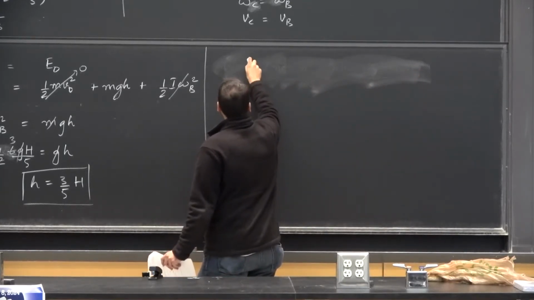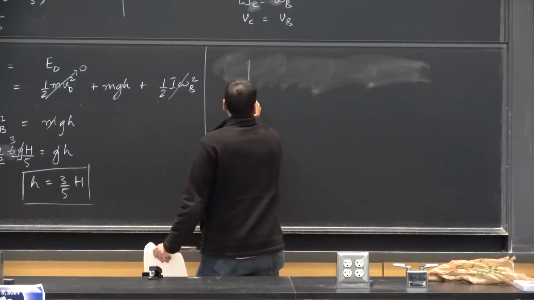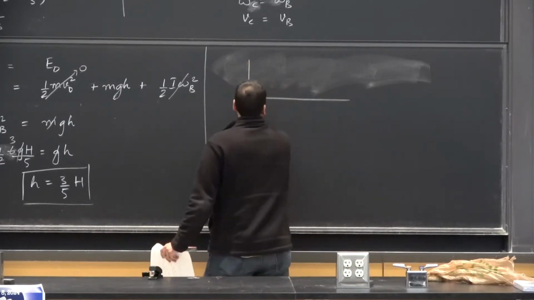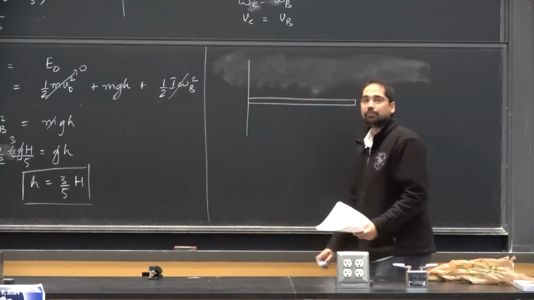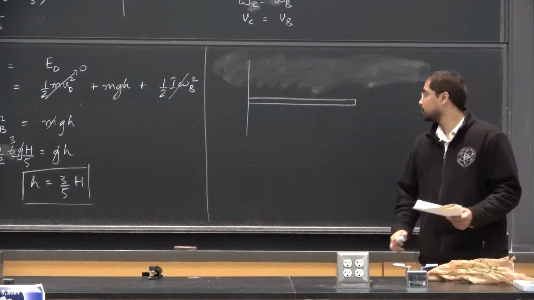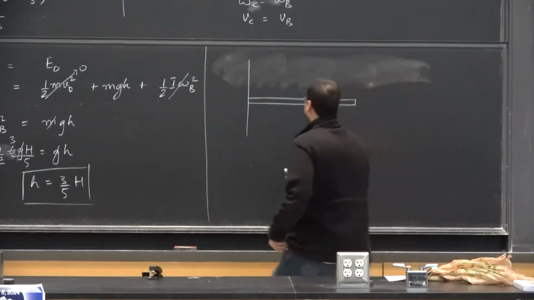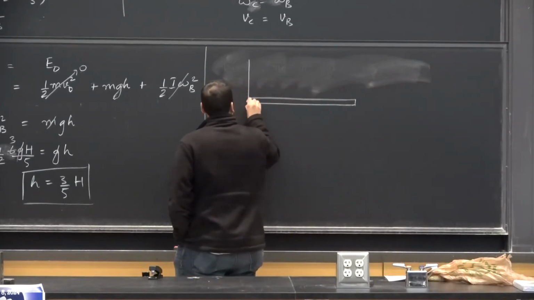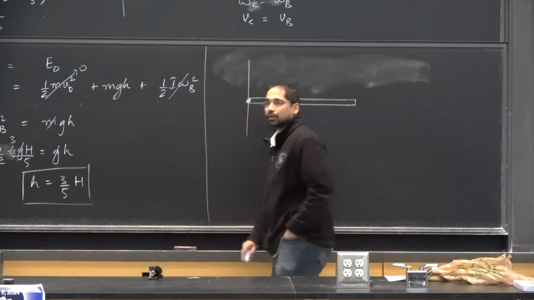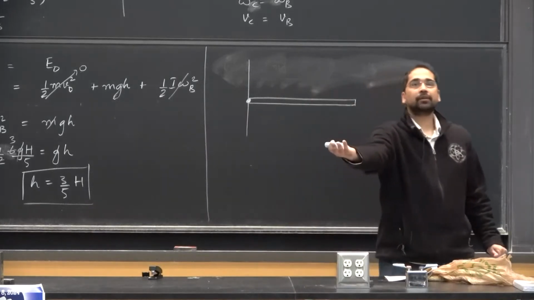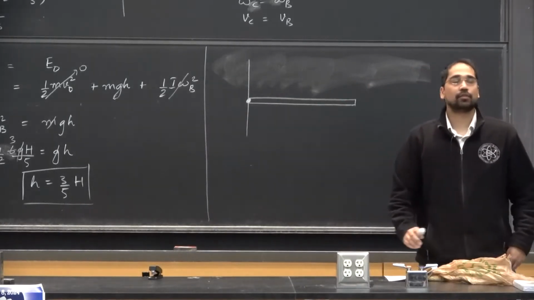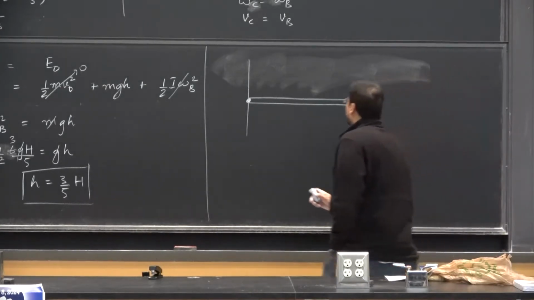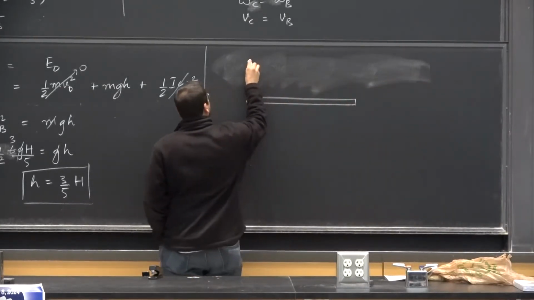Let's do a problem on statics. So say I have a beam. I've hinged it at the wall. Now if I just let this beam go, it's going to swing and crash, right? So I don't want that to happen. I want this to be supported.